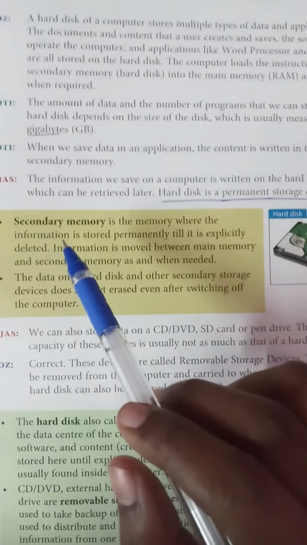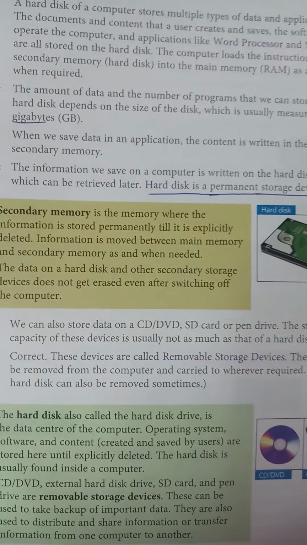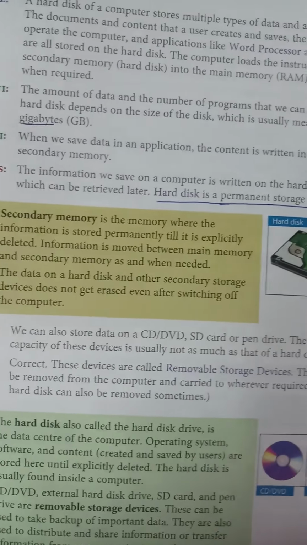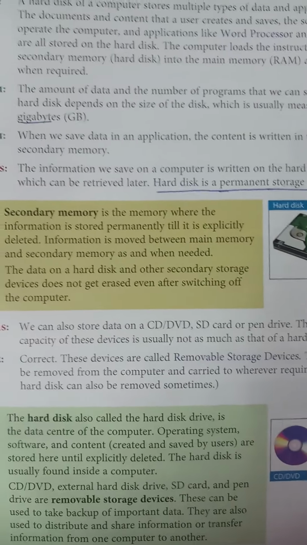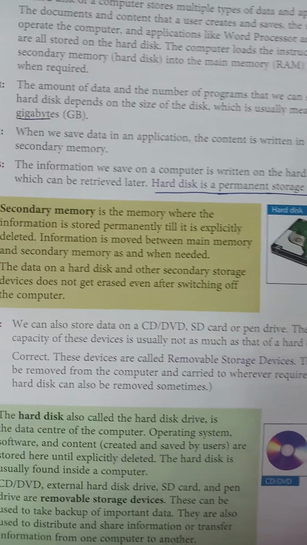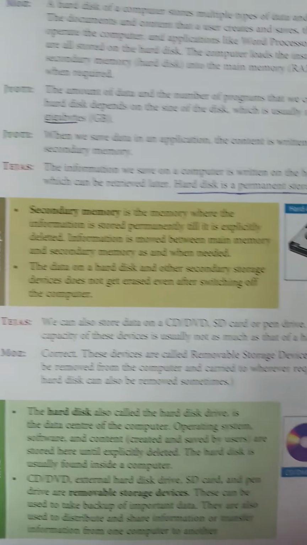In primary memory, when we store or save data, it will be erased when we switch off our computer. But in the hard disk, in secondary memory, it will not erase our data. It is a permanent storage. We can use it later also.